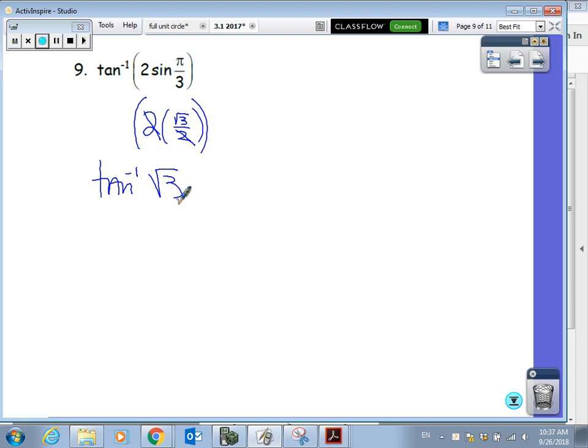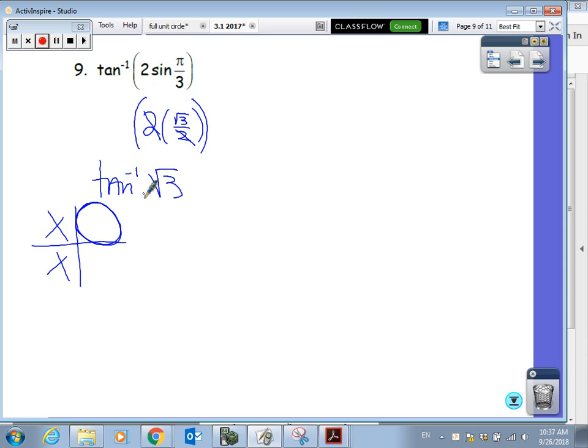So now we're back to the first 6 problems that we did. Inverse tangent can be in quadrant 1 or 4. Because it's positive, we're looking in quadrant 1. If that was negative root 3, we'd look in quadrant 4. That's the only thing that would change.